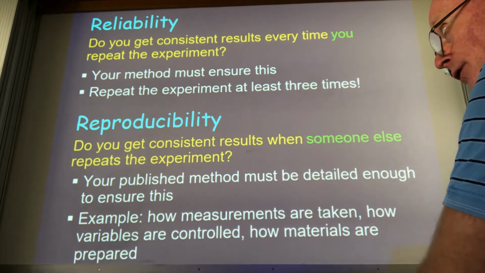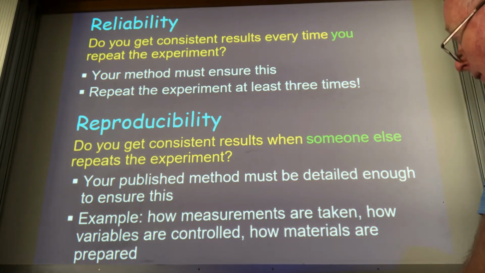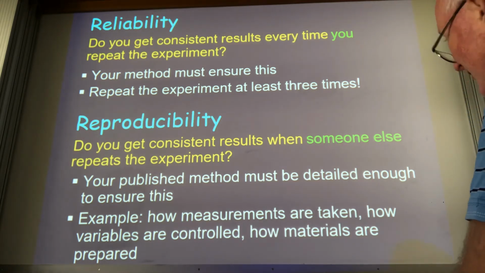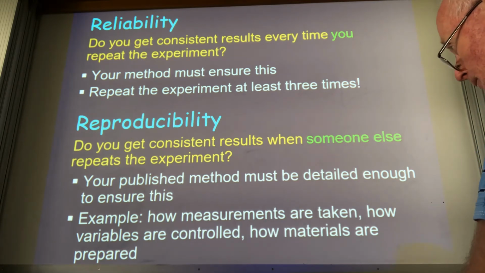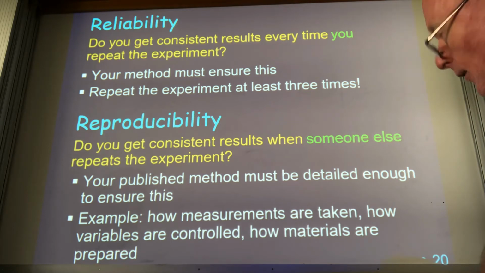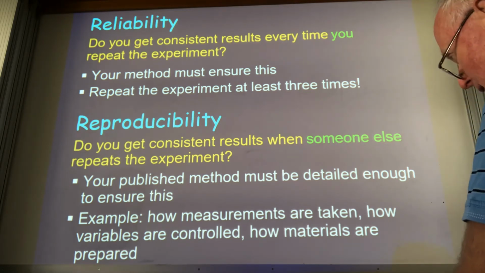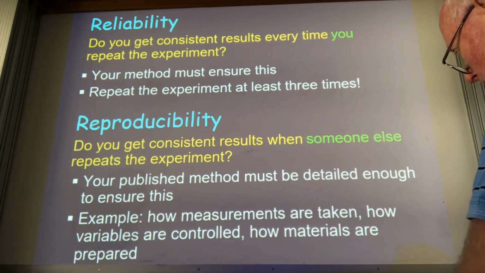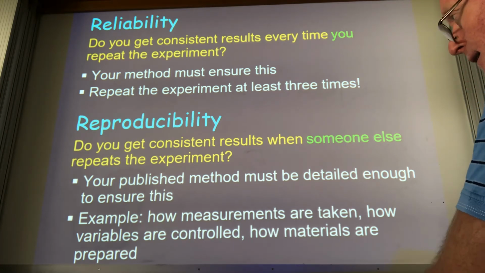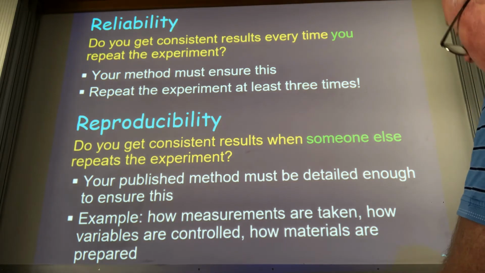And as I was saying, reproducibility is something which your method must be detailed enough to enable. So someone else has to be able to come along and do it exactly as you have and get, hopefully, exactly the same results. Essential tenet of the scientific method.